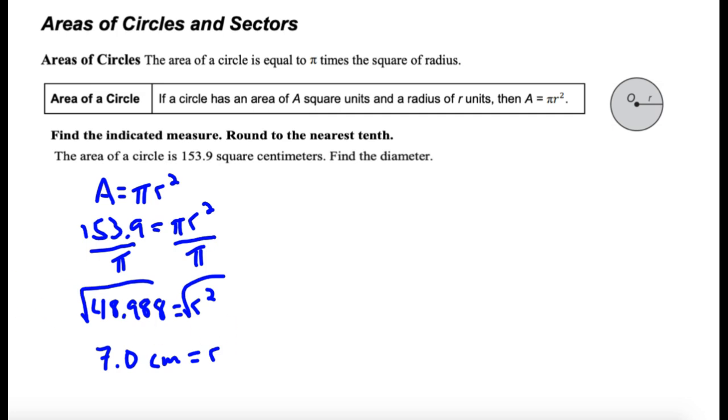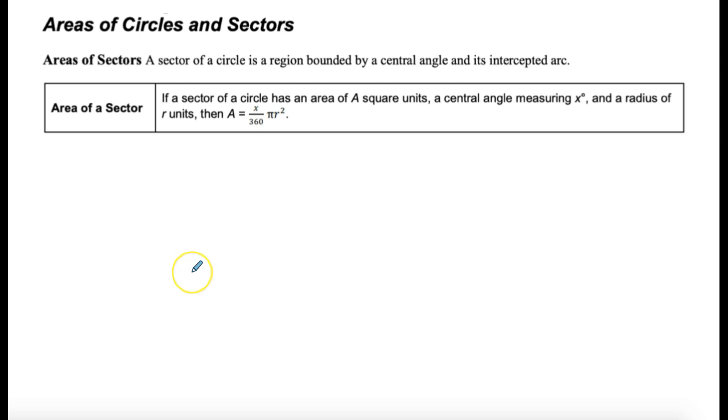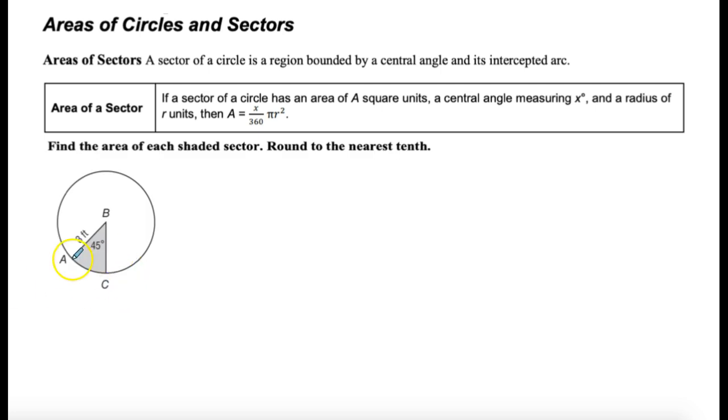So, the only other thing that we want to talk about here is the area of a sector of a circle. A sector is just like a piece of pie, okay, or a piece of pizza. All right, so something like this. This is an example of a sector of a circle.